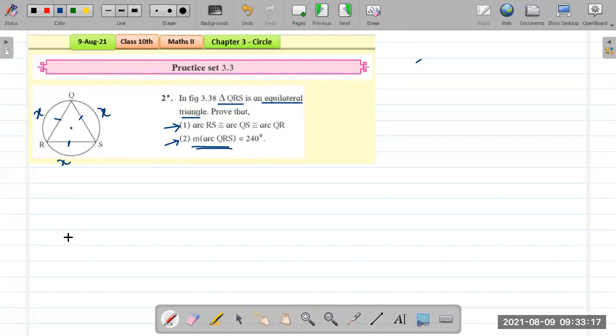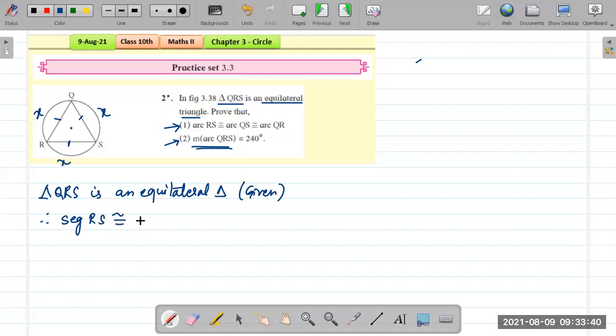Okay, let us see how to write out the proof. So we start with what is given. Triangle QRS is an equilateral triangle. Where did we get this? It was given. And therefore what can we say? Therefore segment RS is congruent to segment QS and it is congruent to segment QR. Correct? The segments are congruent because it's a property of an equilateral triangle, since these are sides of an equilateral triangle.